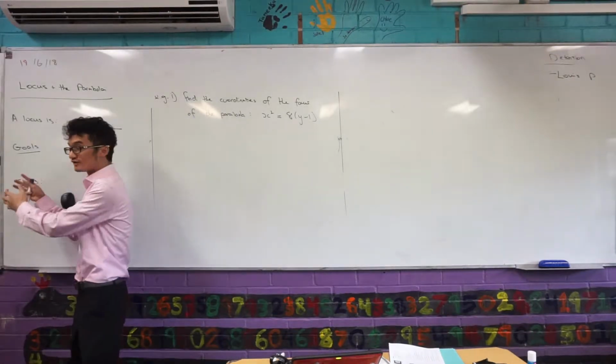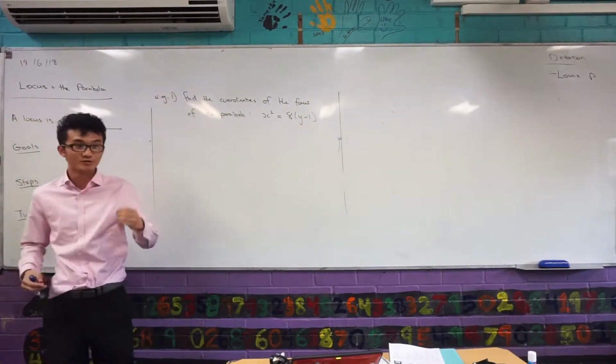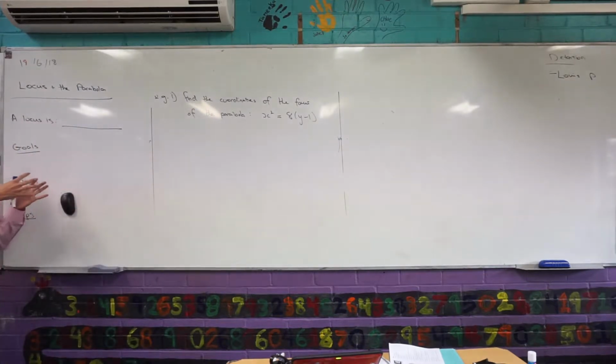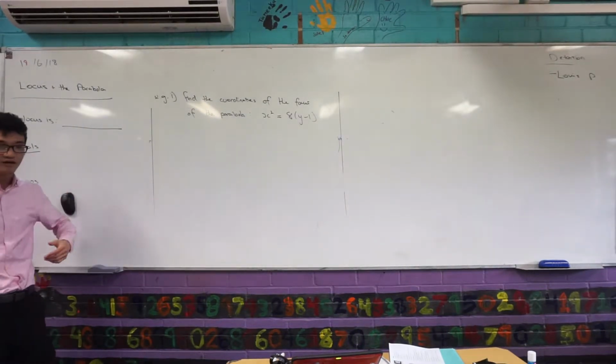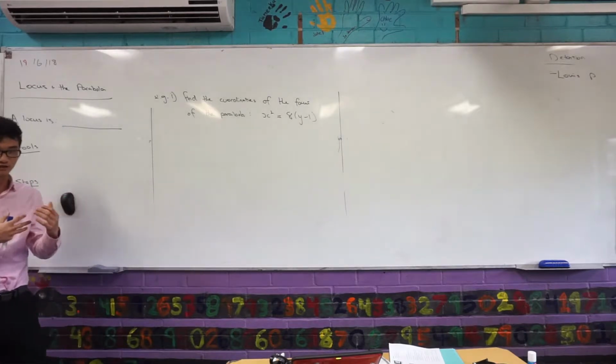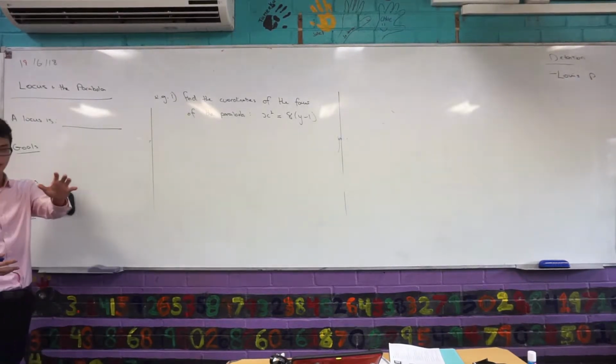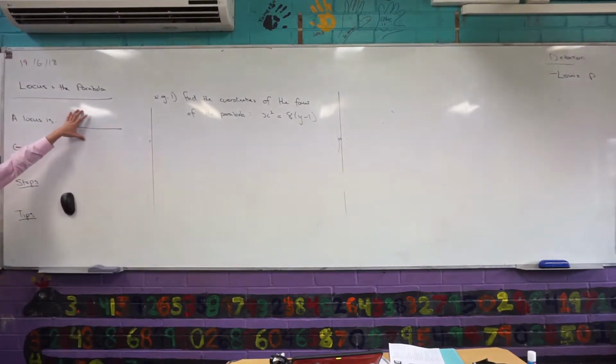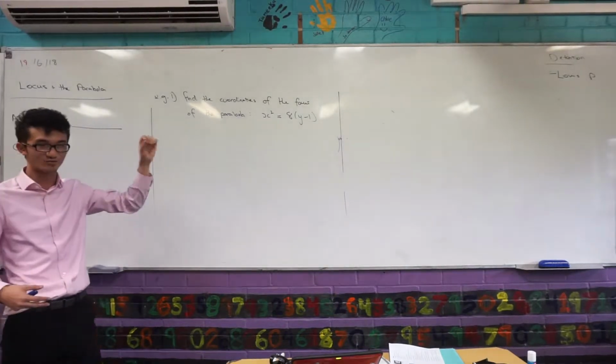You may not need to write this explicitly each time, but what we can do is have this framework handy so that when we get stuck, we can ask: how can I use what I know to find what I don't? That's what we're coming down to. Before we do that though, it's really helpful to think about, hang on, what am I actually looking at here? The topic is called Locus and the Parabola.